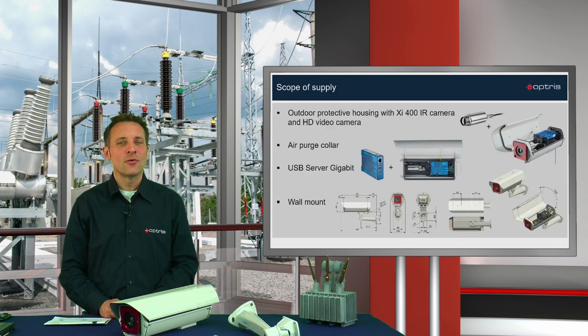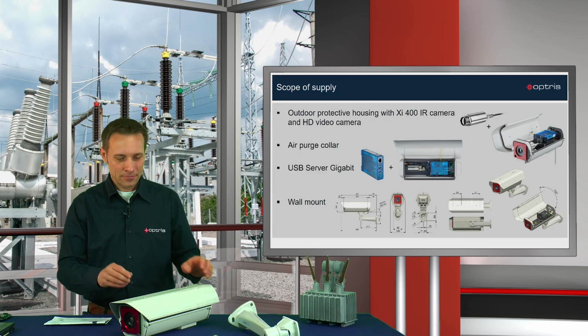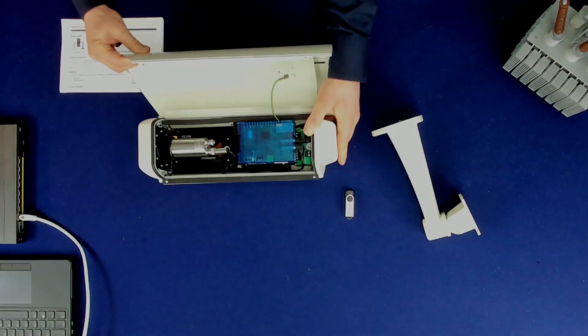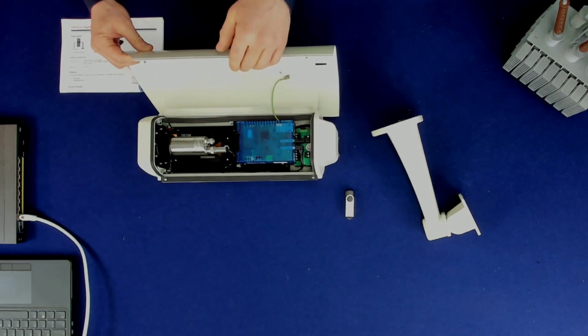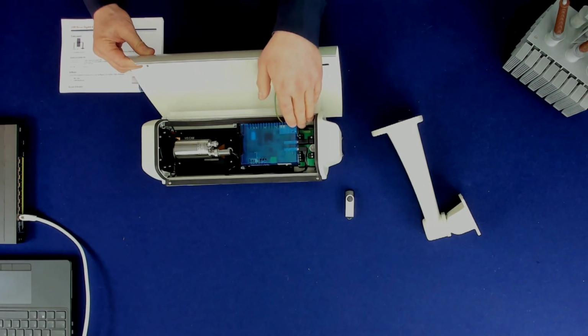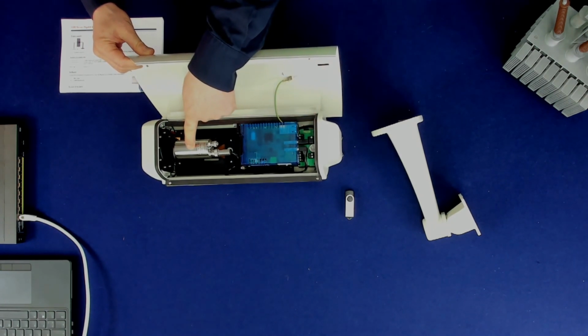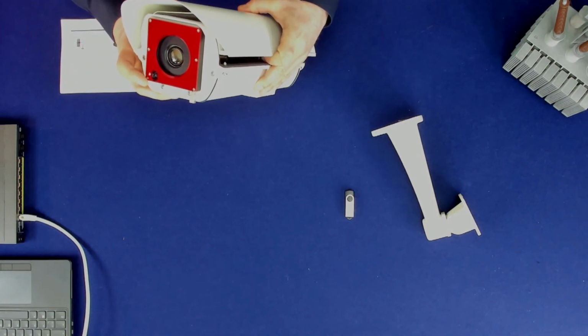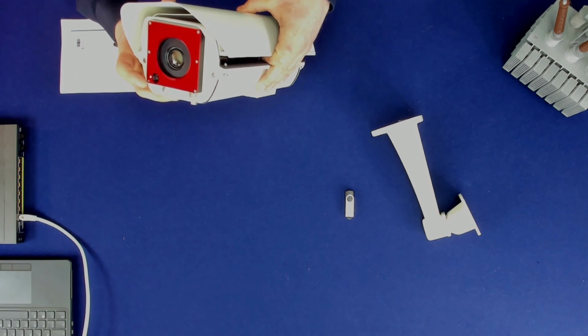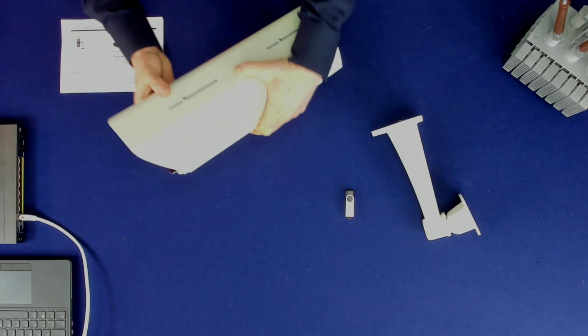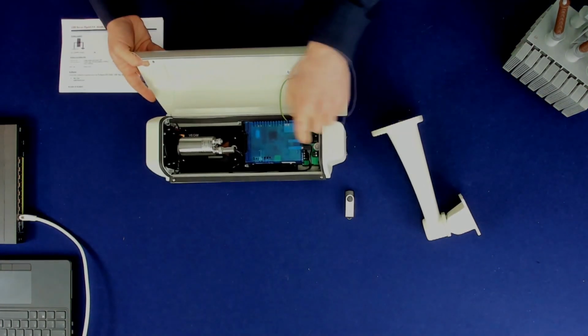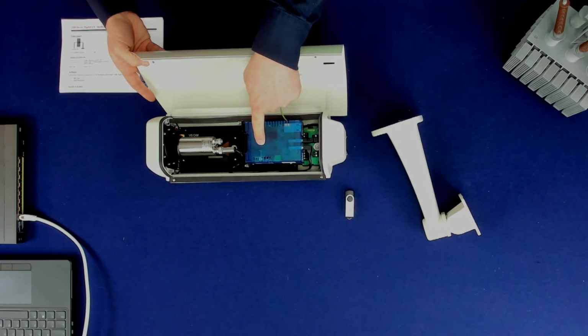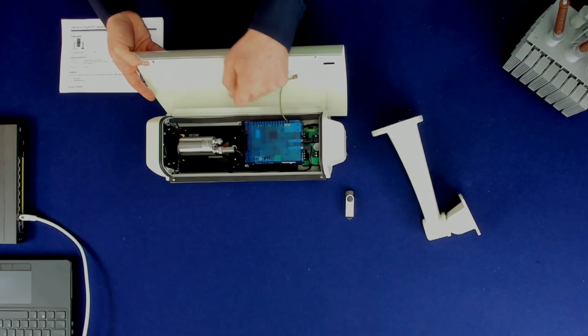Let's open the outer protective housing and have a look at the scope of supply. By the way, all parts are already installed, so the hardware installation is very easy. Inside the housing, you can find the XI400 camera with a resolution of 382x288 pixels, the HD video camera with a resolution of 1280x720 pixels. You can find the USB server, the USB gig server, for an easy integration of both camera streams, so the infrared image and the visual image, in a video management system.